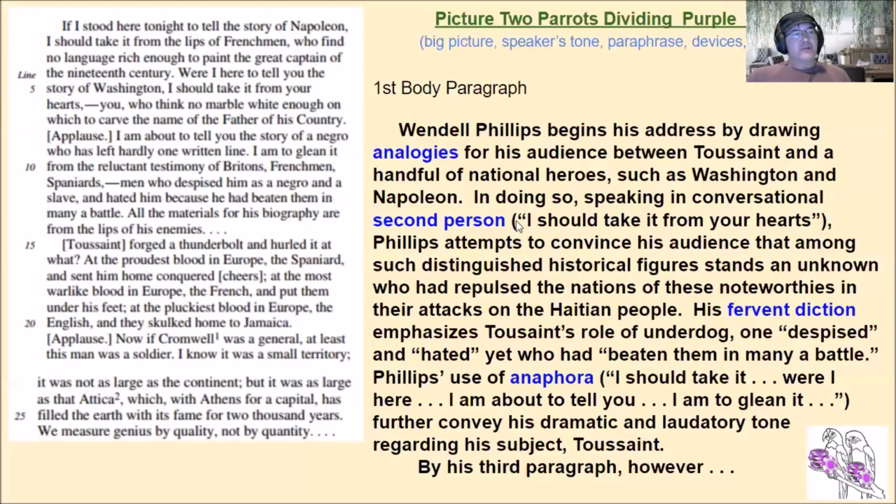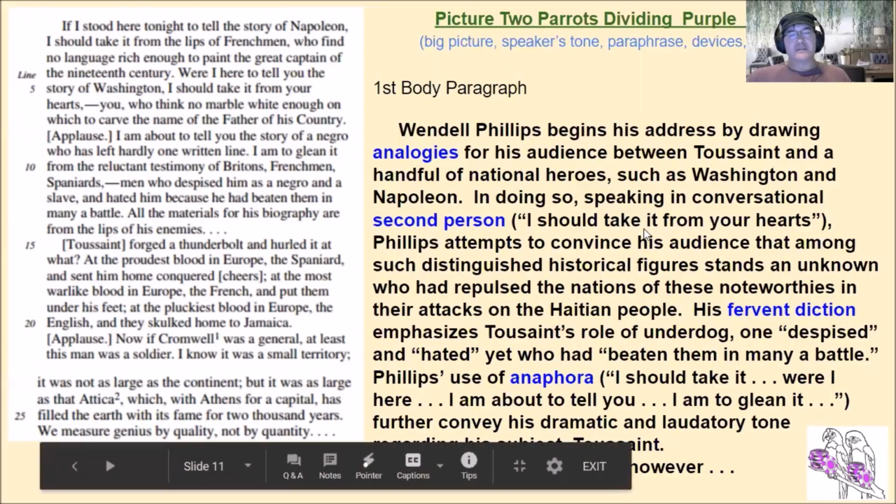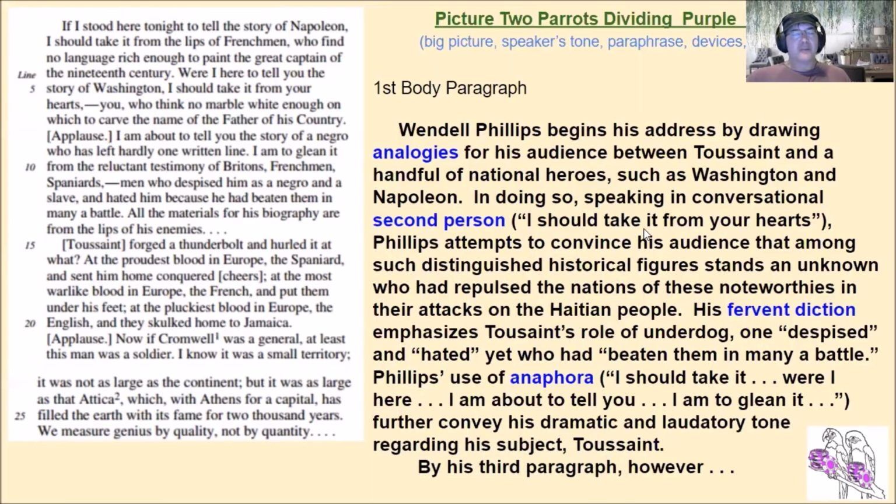Notice I've put in parentheses my evidence in quotes. I've put snippets of quotes as evidence. I've woven my quotes in. I've also mentioned, using the language of the discipline of English, things like analogy, second person, fervent diction, anaphora. Again, describe these things if you don't know what they're called.